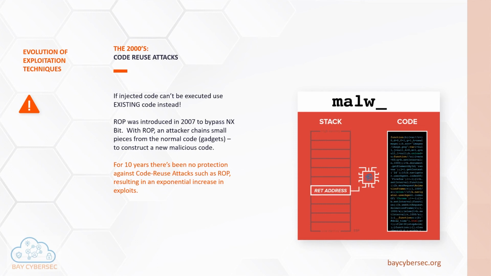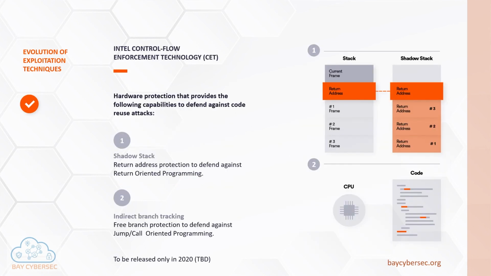Okay, cool. So how is a ROP attack throttled? Up until 2016, it wasn't, and it's only coming into hardware now. It takes a long time for it to actually be throttled. Intel has introduced a technology called CET.